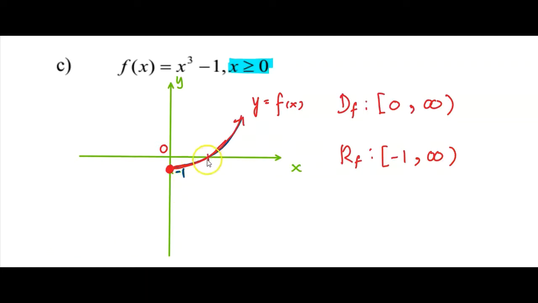You may also find this point, the x-intercept, by substituting y equals to 0. When you solve x cubed minus 1 equals to 0, you will get x equals to 1. So this point will be 1.